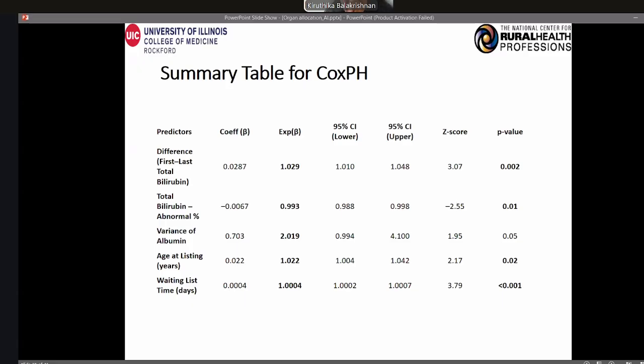Similarly, we can interpret all those metrics. So overall, what we learned from this table is that dynamic changes in the lab values, especially bilirubin and albumin, and patient factors like age and waiting list time are the strongest predictors for post-transplant survival. These results highlight the importance of capturing non-static measures, those values that evolve over time.